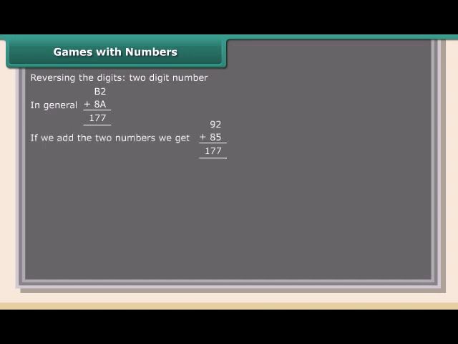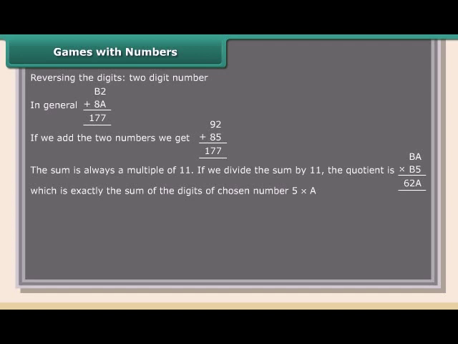Games with numbers. 1. Reversing the digits of a two-digit number. In general, B2 + 8A is 177. If we add the two numbers, we get 92 + 85 = 177. The sum is always a multiple of 11. If we divide the sum by 11, the quotient is the sum of the digits of the chosen number.